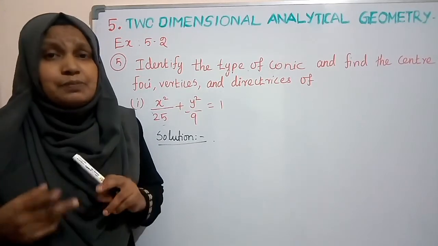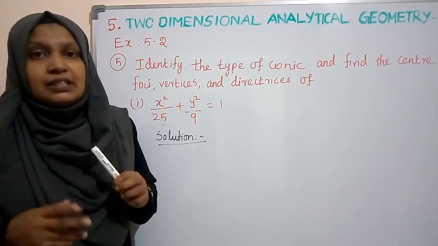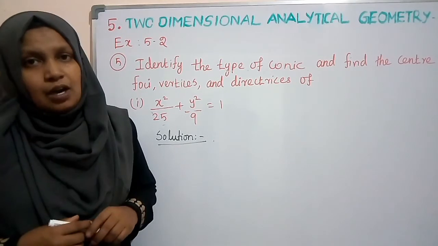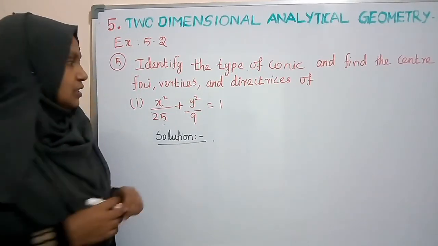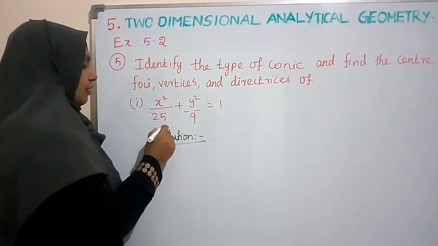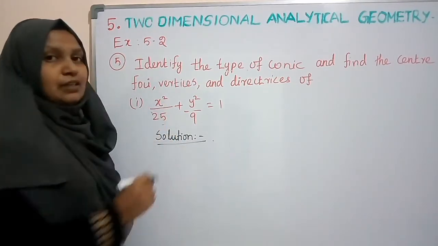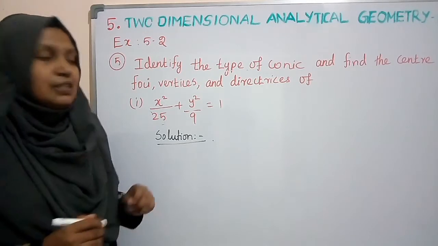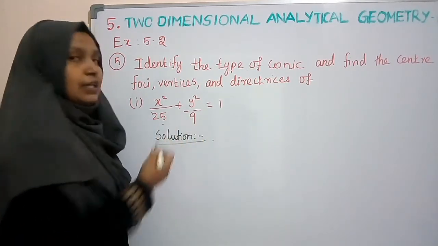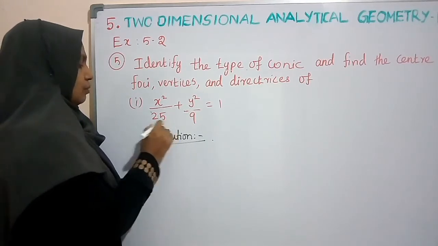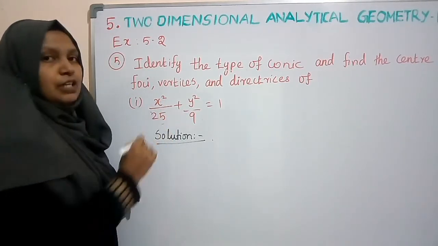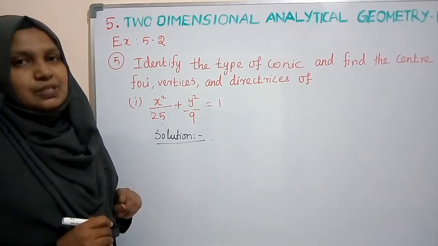So we have two types of ellipse. We have to say whether it is first type or second type. How will you find that? Just check the denominator. The greater value is on the x square denominator means it is the first type. If it is on the y square denominator, that is type 2. Now the greater number is first, that is the denominator of x square. So it is of the first type.